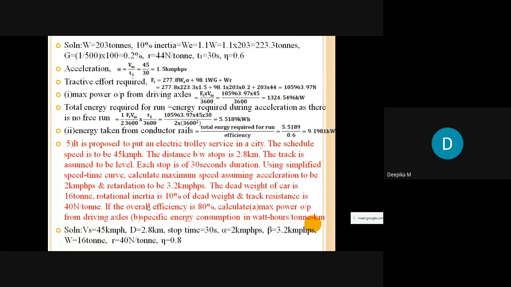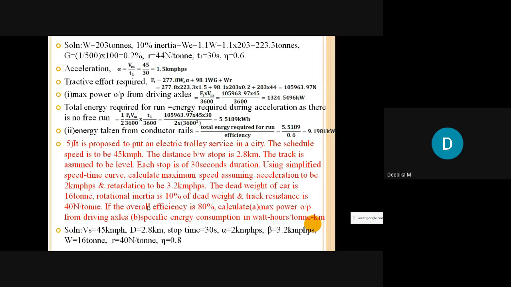The dead weight of the car is 16 ton. The rotational inertia is 10% of the dead weight, and the track resistance is 40 Newton per ton. If the overall efficiency is 80%, calculate the maximum power output from the driving axle. Also calculate the specific energy consumption in watt hours per ton kilometer.